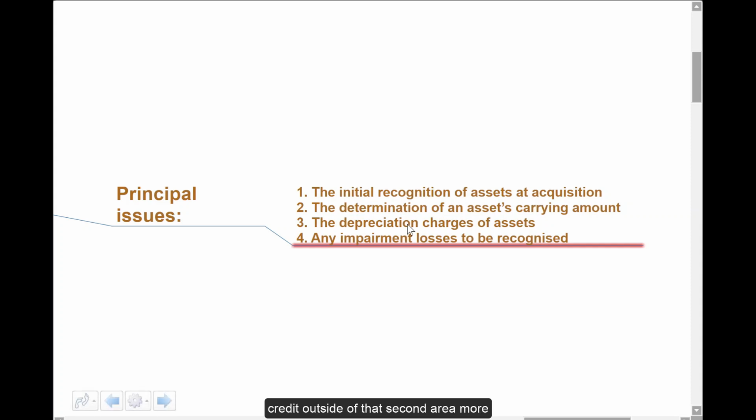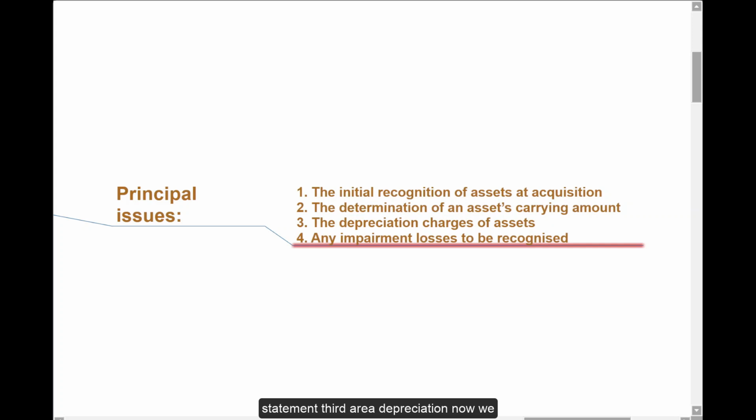Outside of that, second area, more related to depreciation, number 3 as well, the determination of an asset's carrying amount. Now, what we mean by that is, in effect, the net book value. In other words, if we buy an asset today, in 5 years' time, that asset, allowing for the depreciation, is going to have a value. That is its carrying amount. And that carrying amount will obviously change year on year, mainly because of depreciation. There can be some other variables as well. But in essence, we're talking about the amount of the net book value in our financial statements.